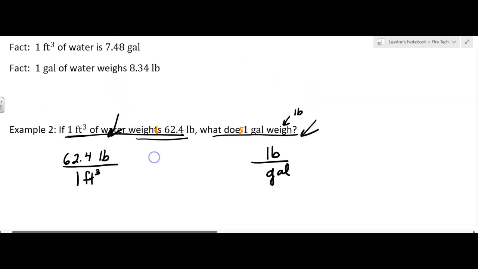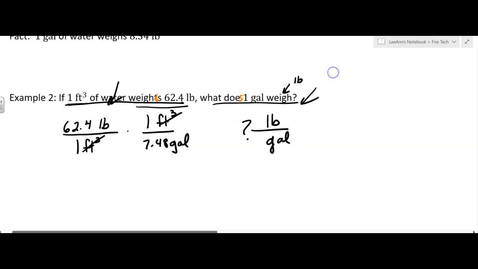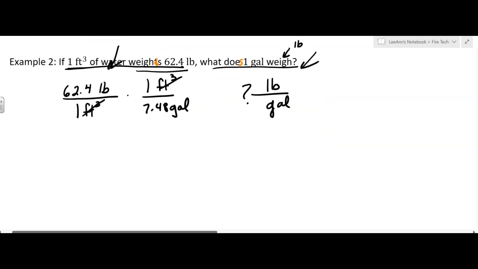So what I want to do is get rid of the cubic feet and then put in the gallons somehow. So I'm going to look at what I have up here. Well, I have 1 cubic foot of water. Okay, so I want cubic feet in the numerator, so they'll cancel, is 7.48 gallons. Okay, so now my cubic feet cancel, and then I just have to do this math. Remember, this is what I'm looking for. Okay, so I just have to do the math here.